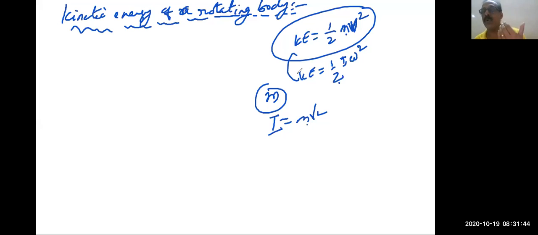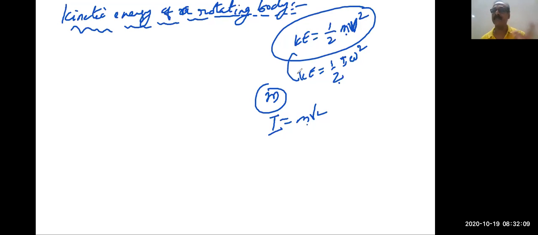So you must know what physical quantity plays the same role in rotational motion. For example, linear displacement has a similar role in rotational motion as angular displacement, theta. Linear velocity, angular velocity. Linear acceleration, angular acceleration, alpha. Force, torque. Linear momentum, angular momentum. Inertia, moment of inertia.